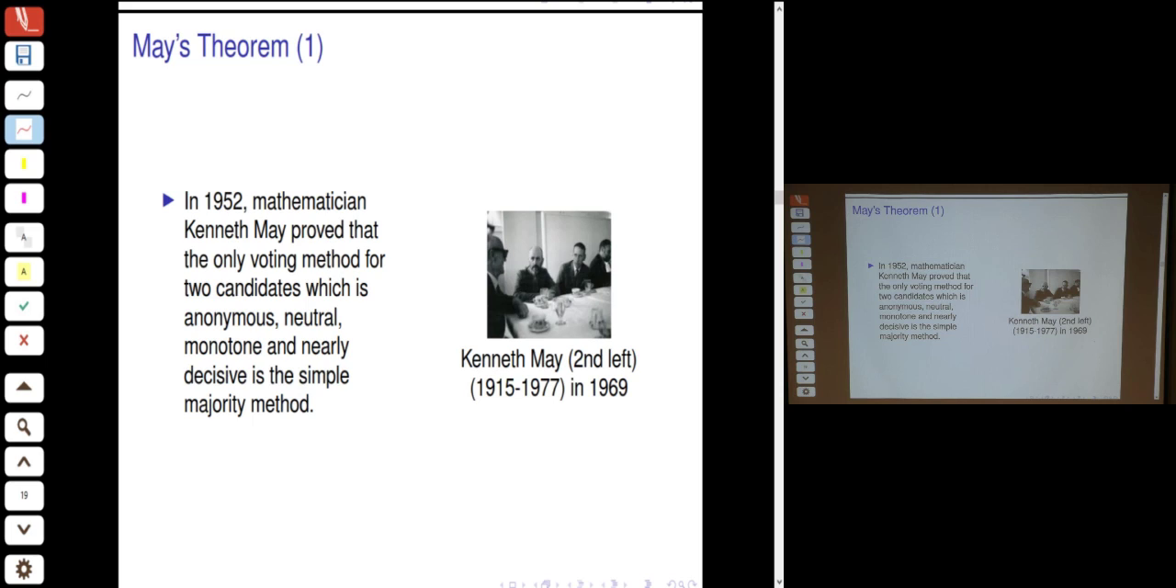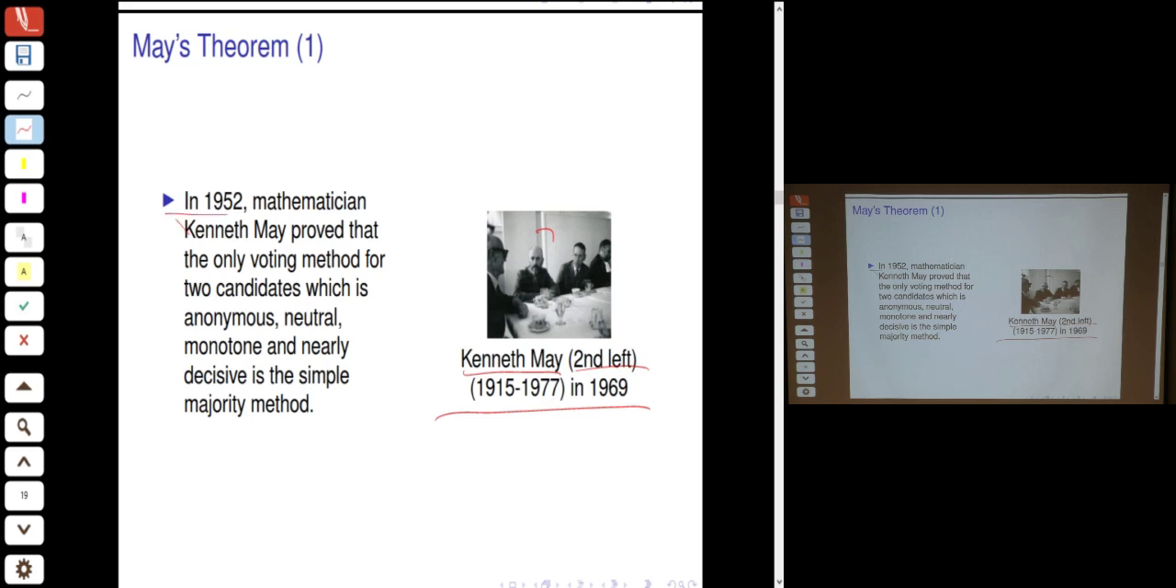So the question is whether we can have it and design a voting method or a social choice function that is even better than simple majority. And here comes a surprising theorem, proved by the mathematician Kenneth May, who you can see in this picture.